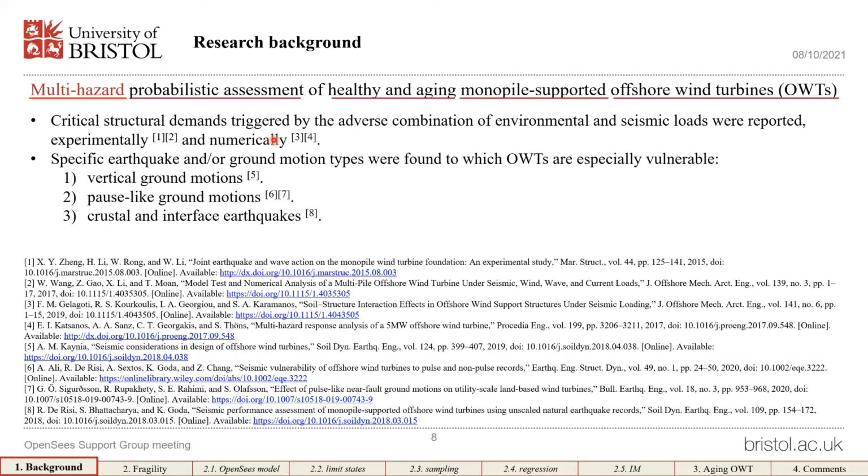A number of previous studies have shown that depending on whether these hazards are assessed independently or jointly, a significant difference can be found in the predicted structural demands. This has been proven both numerically and experimentally. Also, offshore wind turbines were found to be vulnerable to some specific types of earthquakes or ground motions. These include vertical ground motions, pulse-like ground motions, as well as crustal and interface types of earthquakes.